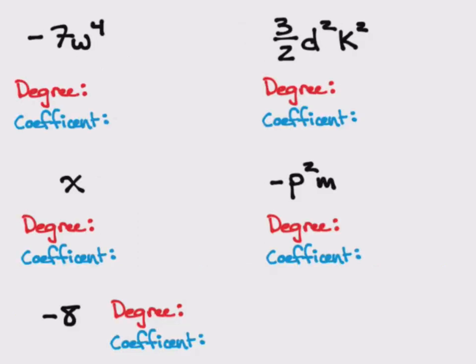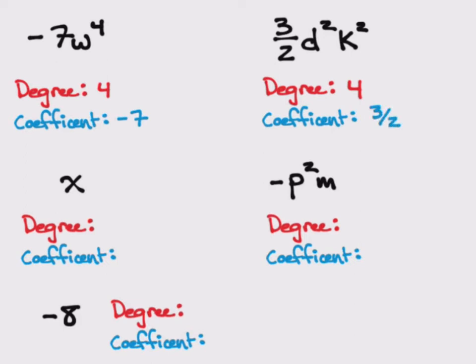So here are some more examples of monomials, and let's use them to find the coefficient and degree of each monomial. All right, let's start with negative 7w to the 4th. We only have one variable, it's raised to the 4th power, so we'd say the degree of this monomial is 4. Since we have negative 7 times w to the 4th power, negative 7 is the number being multiplied by a variable, so negative 7 is our coefficient. In 3/2 d squared k squared, okay, we've got two variables here. They each have an exponent. We just sum up those exponents. 2 plus 2 is 4. So we'd say the degree of this monomial is 4. And the number that's being multiplied by those exponents is 3/2. So the coefficient on this monomial is 3/2.